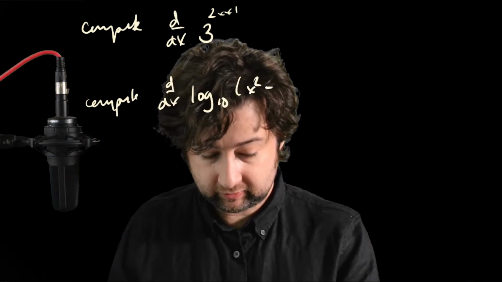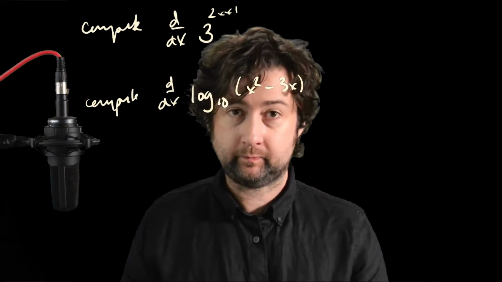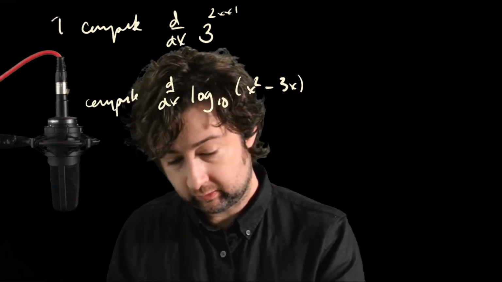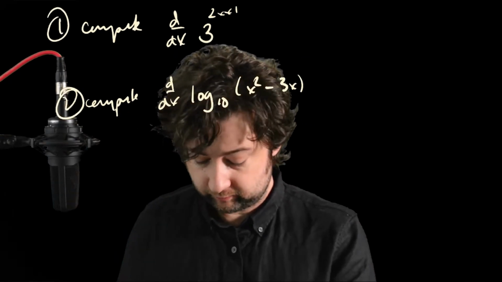So the first thing we'll start with is some basic examples. Compute d by dx of 3 to the 2x plus 1. And we'll compute d by dx of the log base 10 of x squared minus 3x. Okay, so there's question 1, and there's question 2.